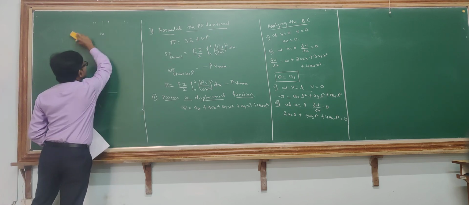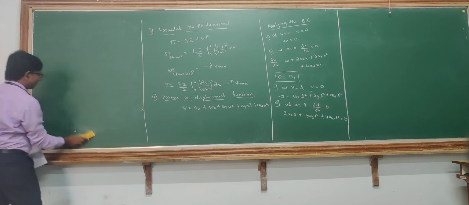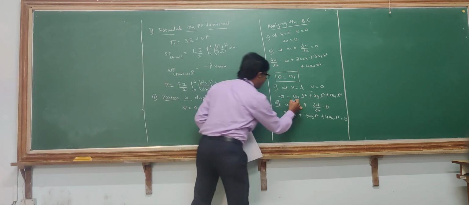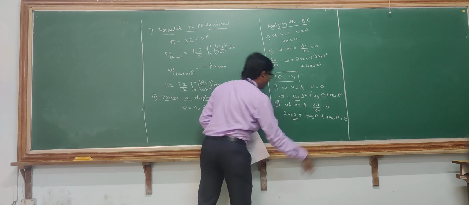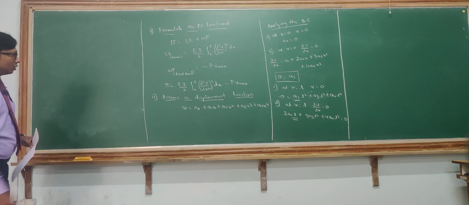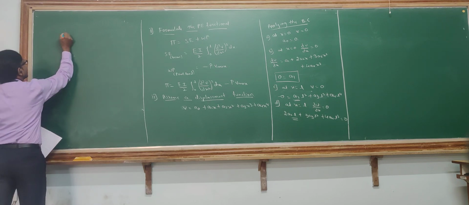So I'll consider those two equations. It is simple. We have to just find out the constant values here. So I'll take this equation as well as this equation to get the values of A2 and A3 in terms of A4. So what is that equation?